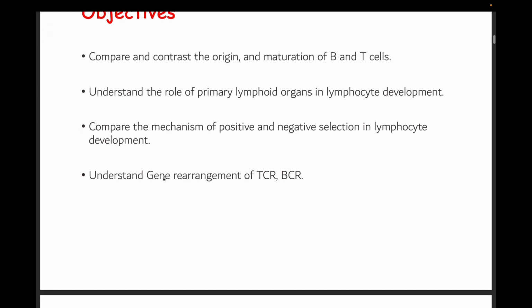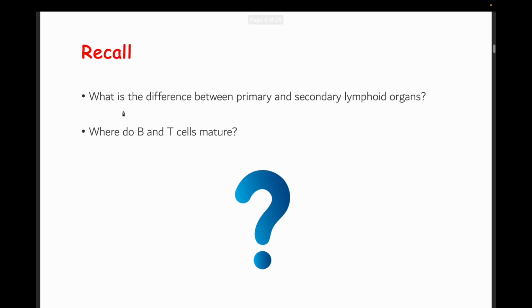Understand the gene rearrangement of TCR and BCR. Recall, what is the difference between the primary lymphoid organ and the secondary lymphoid organ? Where do B and T cells mature?